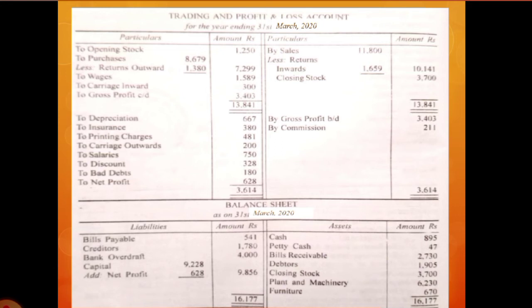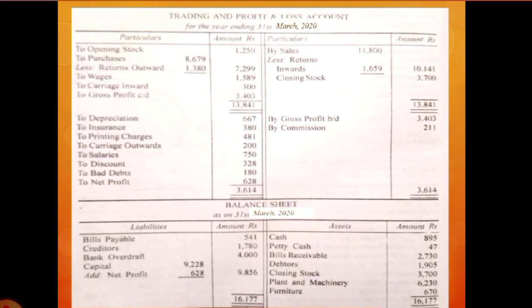Then the next direct expense is wages. That will be written on the debit side of trading account. To wages, 1,589. Another direct expense is carriage inward. So we will write to carriage inward, rupees 300. So we have done with the debit side items of the trading account. Now we come to the credit side.